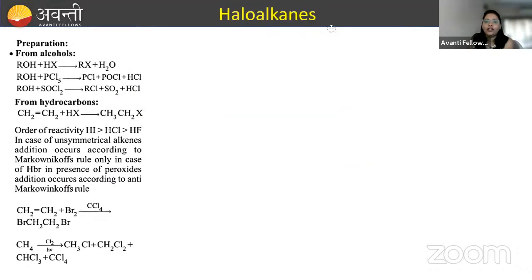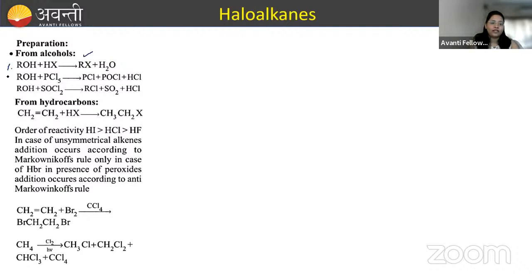So now let's talk about the preparation first. How you can prepare haloalkanes from alcohols. When you need to prepare halides from alcohol, we do a simple reaction: react the alcohol with the respective hydrogen halide. You will get the haloalkanes, that is alkyl halide. Haloalkanes are also known as alkyl halides, right?